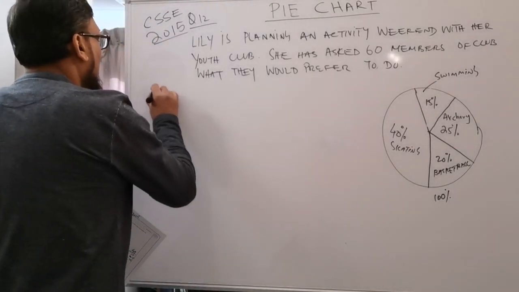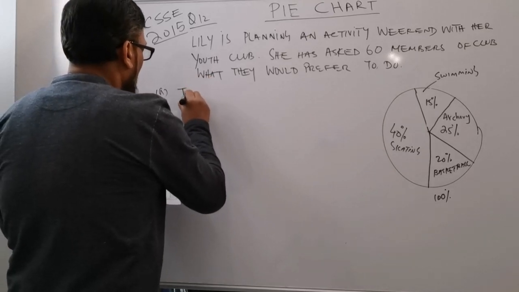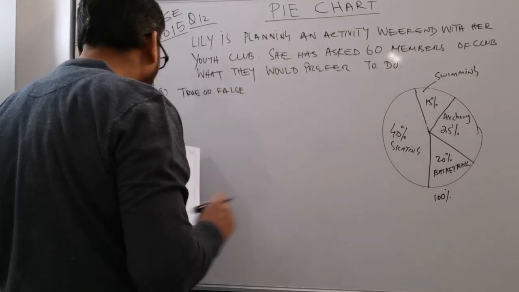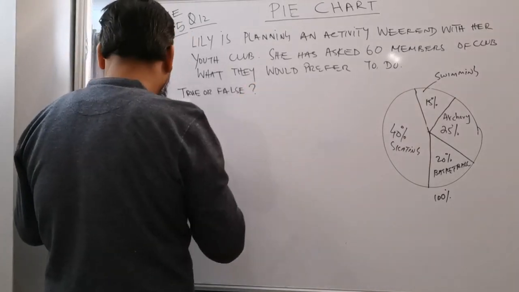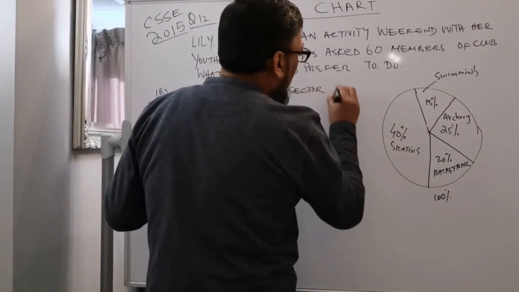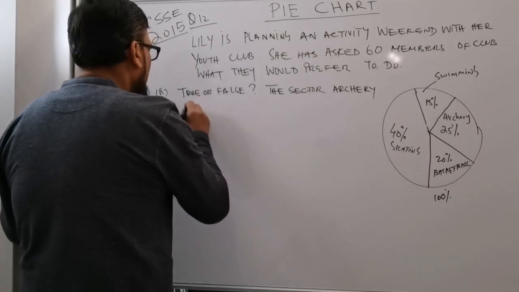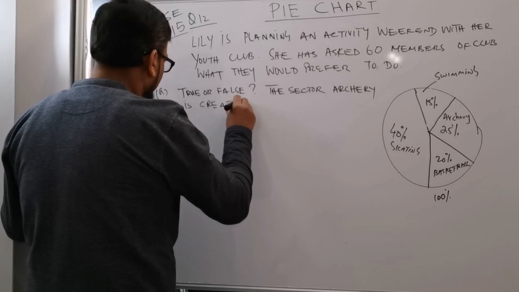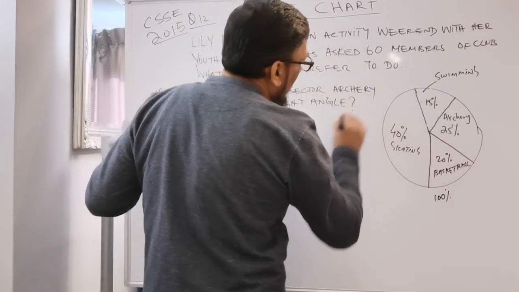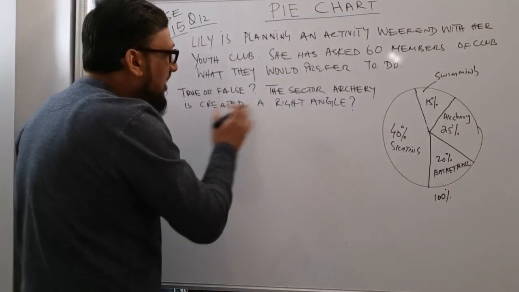The question A part is asking true or false. They are asking whether the statement is either true or false. The question: the sector archery creates a right angle. So the first question is, the archery creates a right angle.